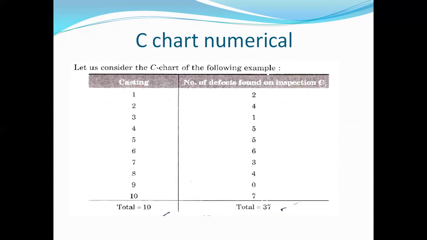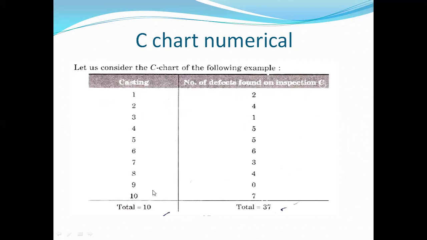On job number 2, 4 defects were found. Similarly, you have gone through the casting for 10 different products, and corresponding to each product, the number of defects is defined. Now what we have to do is just sum these defect values. The summation comes out to be 37, and the total sample number is 10.